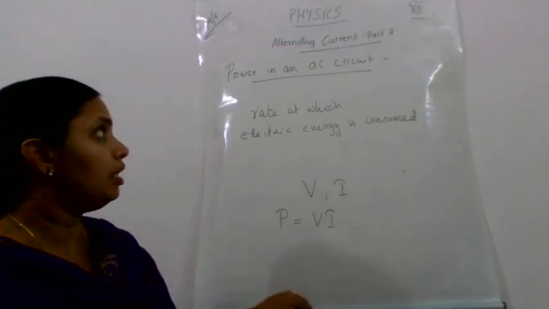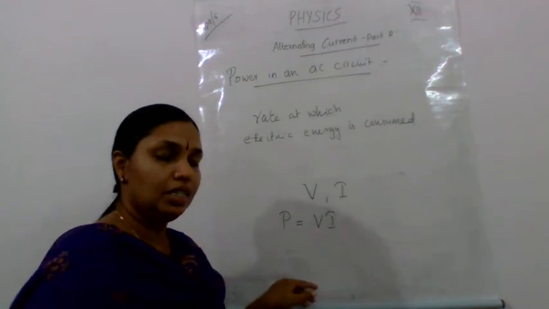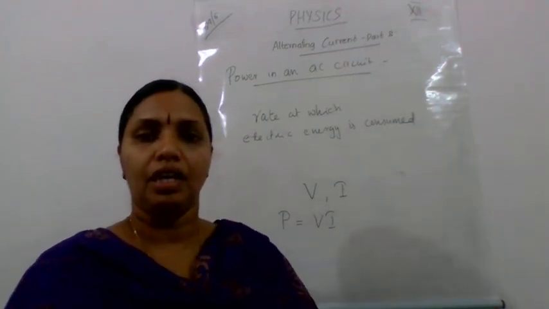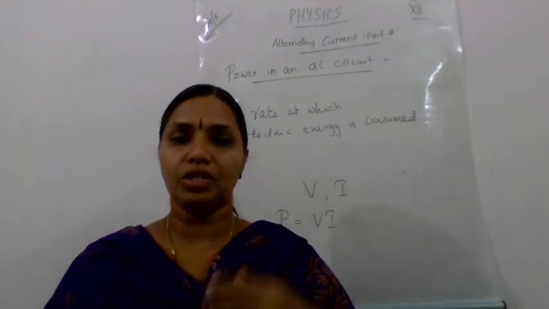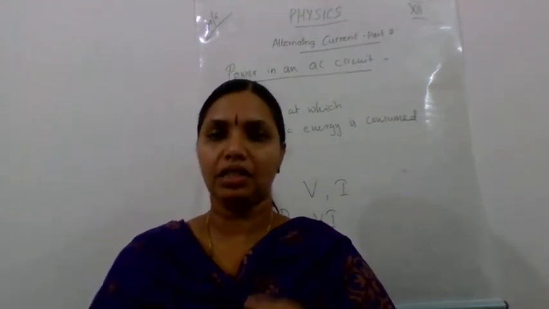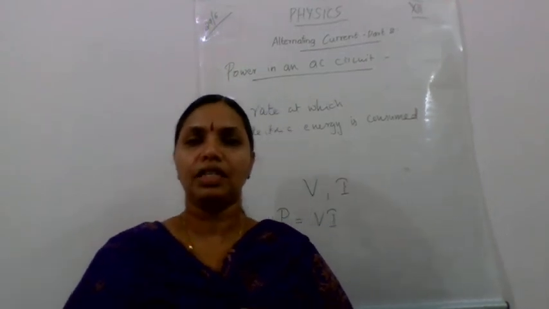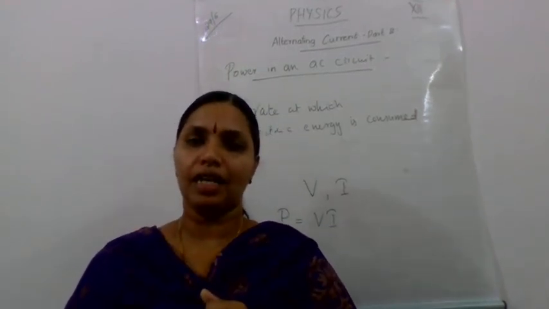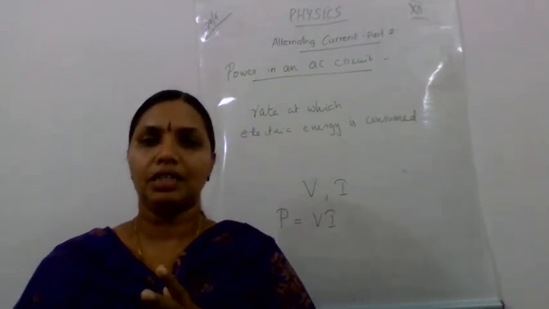So what is power? Power is the rate at which electric energy is consumed. That is the work done by time. It is the rate of change of work done. Here also the work done is the consumption of electrical energy. So per unit time, how much energy is consumed, that is the power.